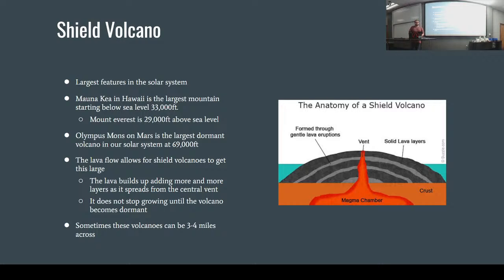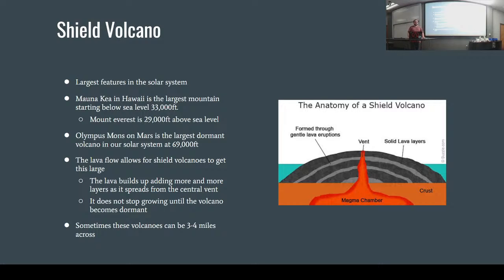Some well-known shield volcanoes that are located here on Earth are the Mauna Kea in Hawaii, and it is considered one of the largest mountains, but because it starts below sea level, it is not considered the tallest mountain. So the Mauna Kea is around 33,000 feet tall, and it starts below sea level. Whereas something like Mount Everest, it starts above sea level, so that's why it's considered one of our tallest.